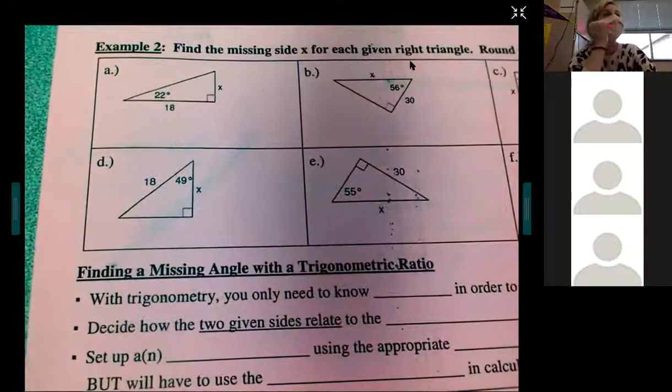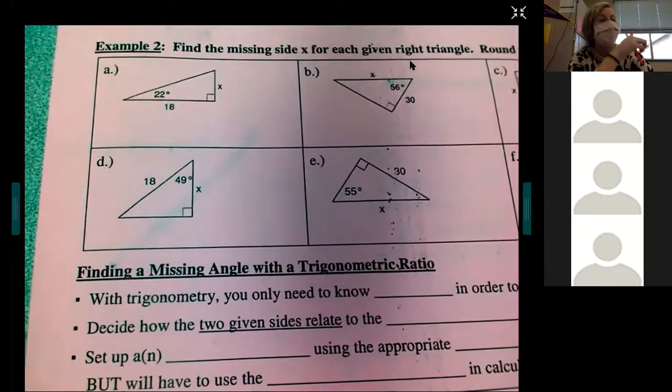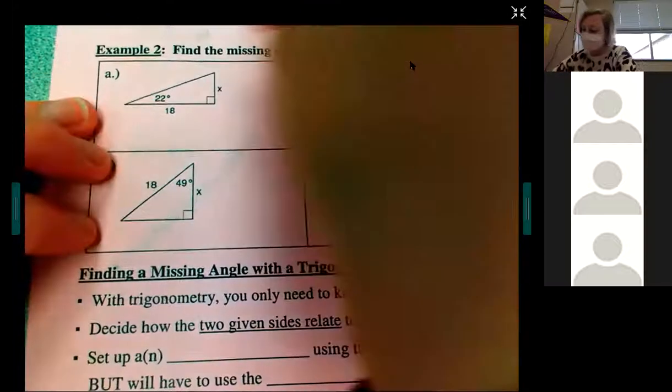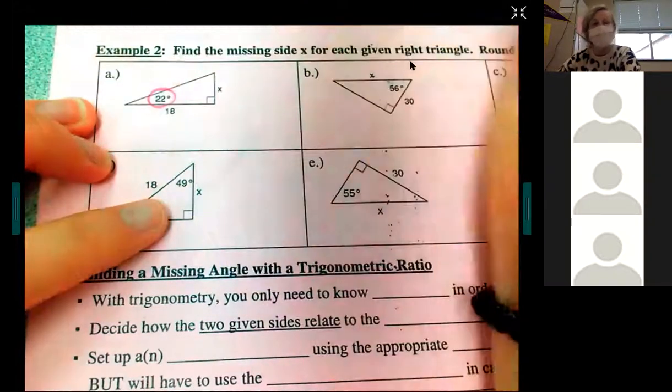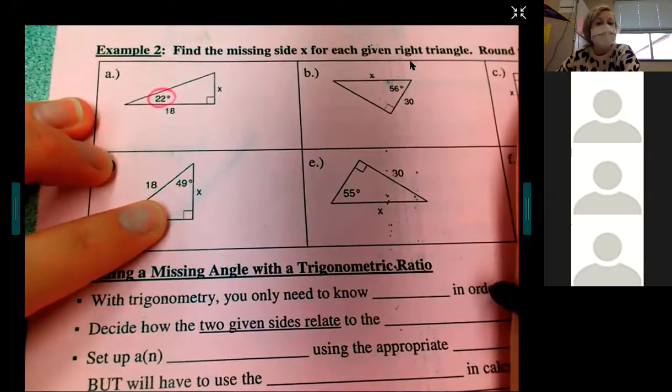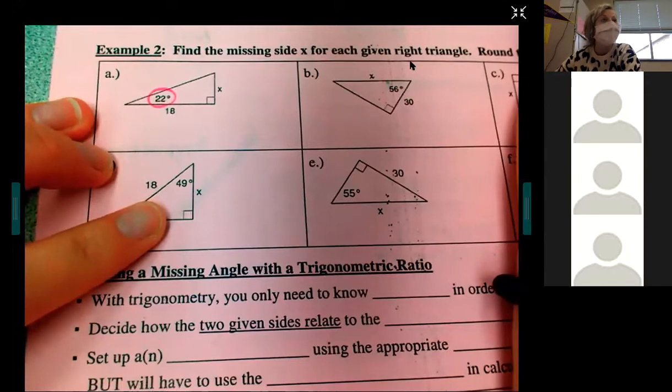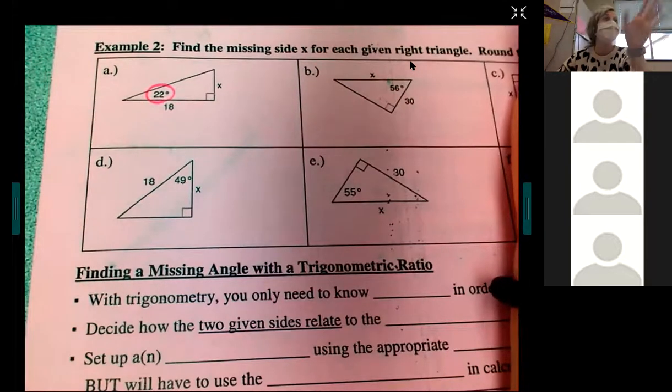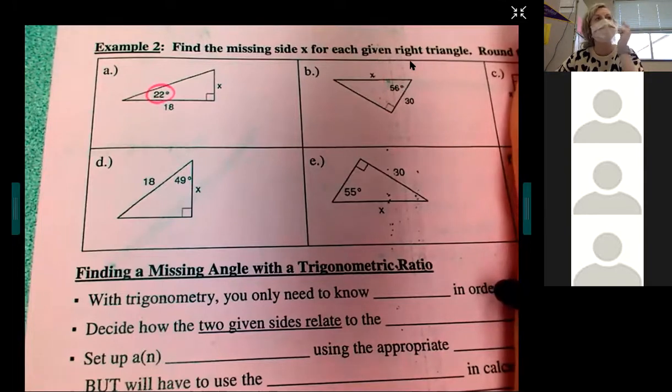All right, what did I tell you earlier step one was? Circle your angle, very good. Circle your angle, it's right here in the left, right? So listen, I don't need you to label all three sides. I need you to label the one I gave you and the one that is missing. Do we understand?